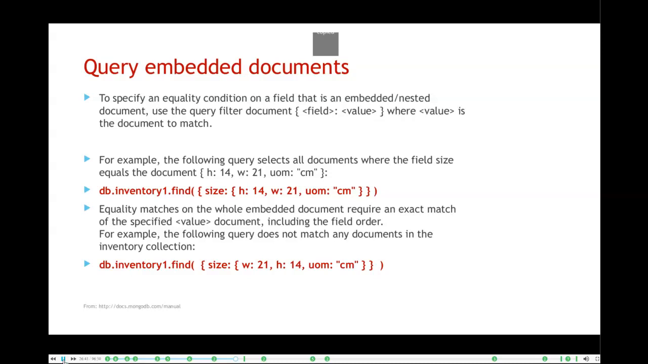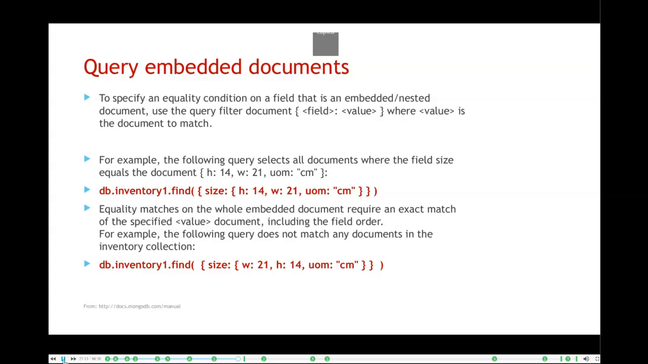If you go to the example here, it says the equality matches on the whole embedded document require an exact match of the specified value document, including the field order. So for example, the following will give you nothing because you are not giving exactly the same order of the embedded document. I hope this point is clear.